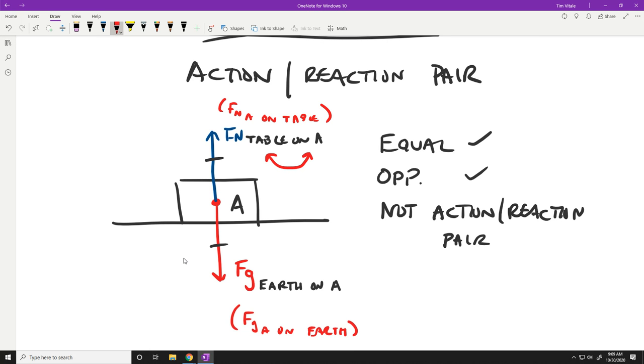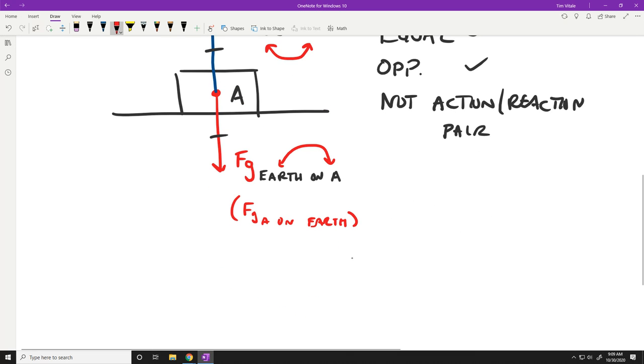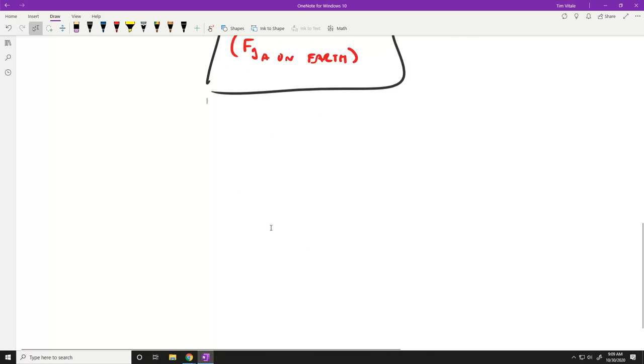So it's a very simple mechanic. All you do is write out what the object is that's exerting the force and what it's exerting it on, and you just flip those. That will tell you what the reaction force is. But here's the thing. I kind of glossed over this idea, so let's just think about this for a second.